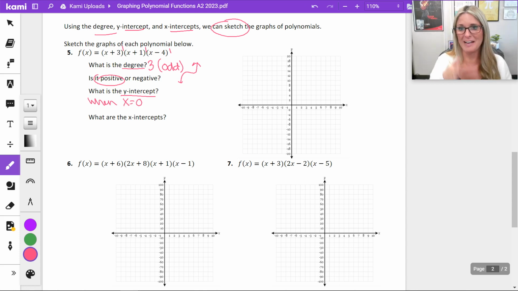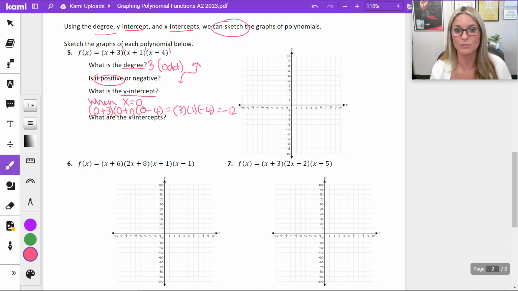Anytime you're going to have a y-intercept, it's on that y-axis, so your x-coordinate has to be 0. So let's take our polynomial and plug in 0 for x. So 0 plus 3 in that factored form, 0 plus 1, and 0 minus 4. Our y-intercept is going to be 3 times 1 times negative 4, or negative 12. We'll use that here in a minute to sketch our polynomial.